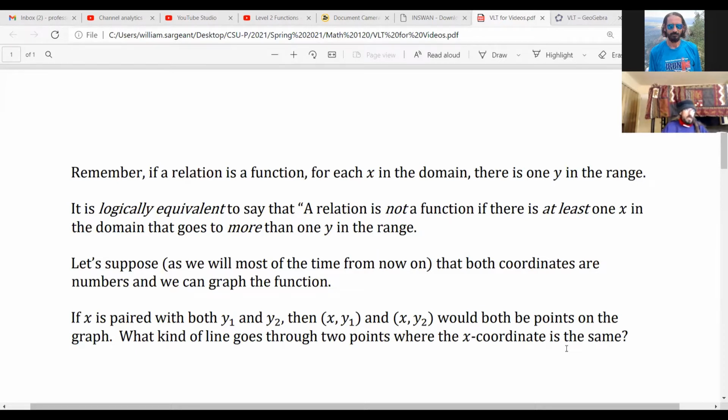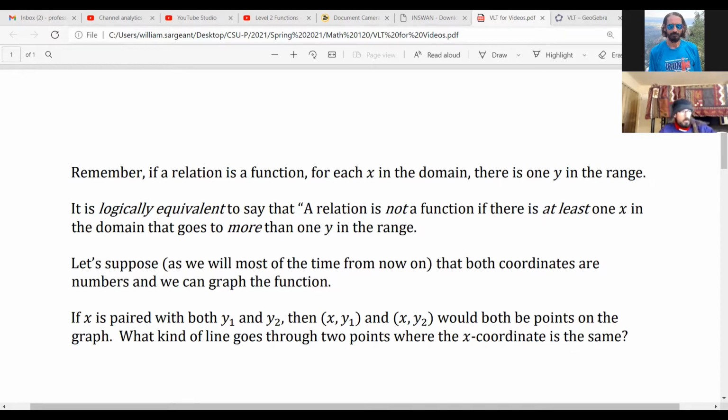So what if both coordinates are numbers? We can plot points and we can graph the function. And by the way, we may not know what the equation is. It may not even be possible to know the equation. Let's focus on an x being paired with two values of y. Although there could be more, it wouldn't be a function.